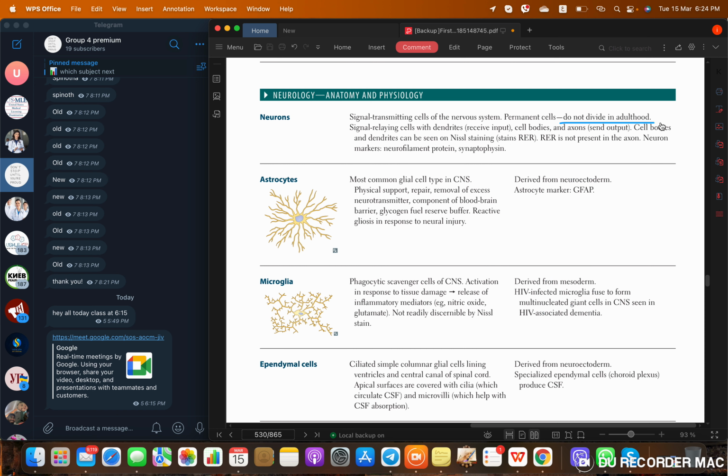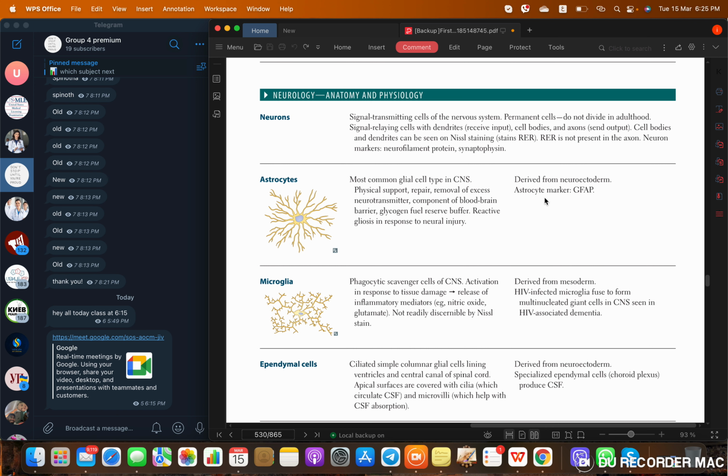It's a permanent cell, which means it does not divide in adulthood. It is always in G0 of the cell cycle. Signal relaying cells with dendrites, which receive the input, the cell body, and axons. So these are the three parts I told you about. This is the dendrite, which perceives the info, the soma of the neuron, and the tail of the neuron, which is the axon, which sends the output.